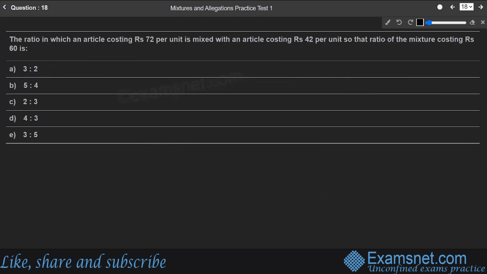Now, let's see the next one. In what ratio is an article costing rupees 72 per unit mixed with an article costing rupees 42 per unit, so that the mixture costs rupees 60? Okay, so we are supposed to find that out.